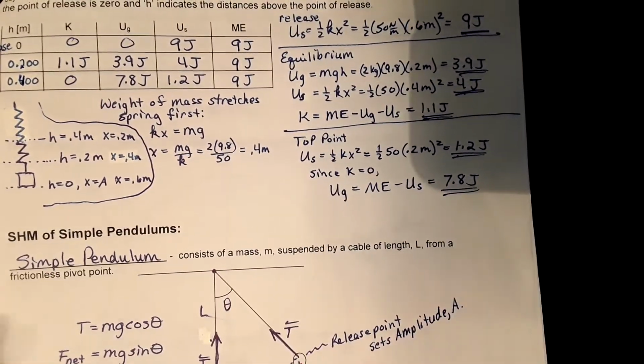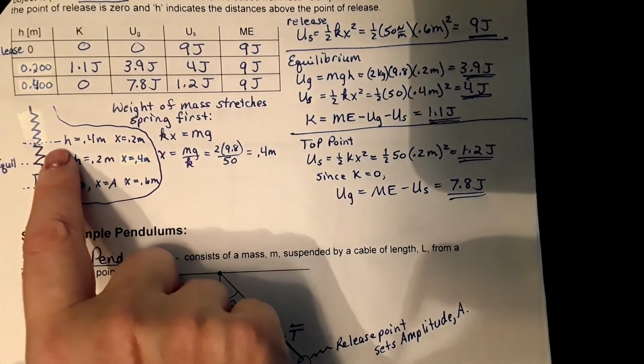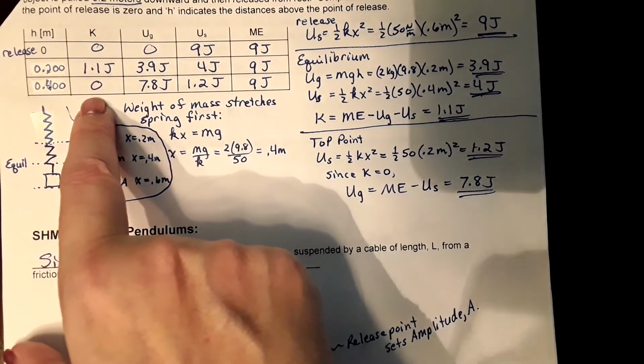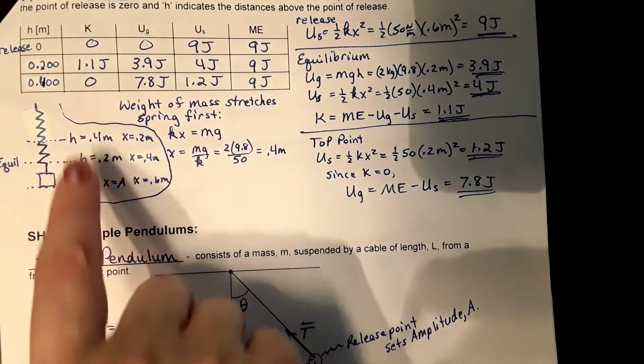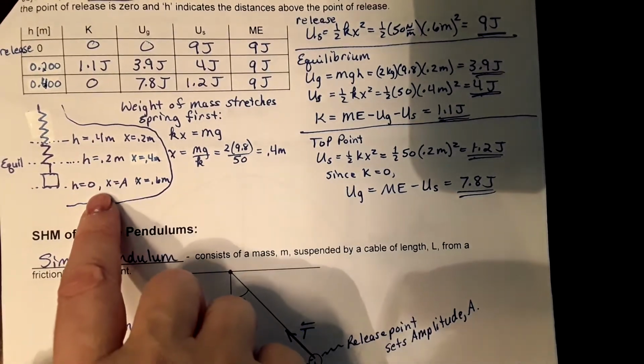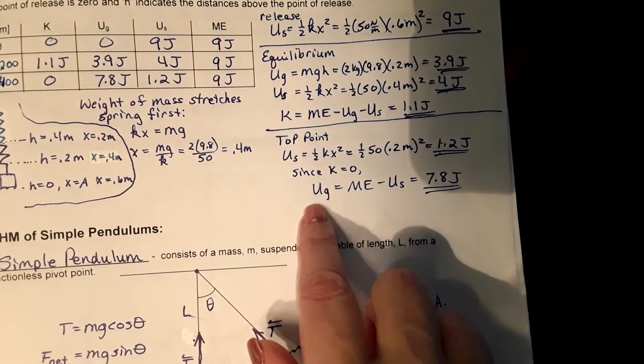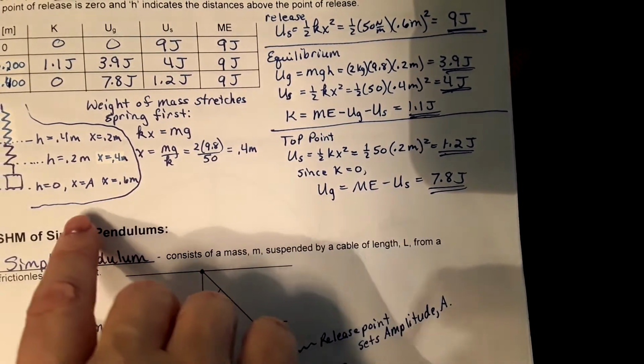So at the top point, we know that it stops and changes direction. So the kinetic energy would have to be 0 at that point. But it's at a height of 0.4 meters above the bottom. So we're going to use mgh, and you get 7.8 joules.